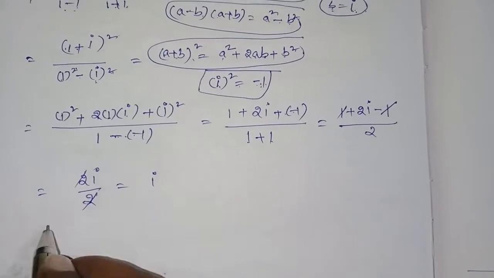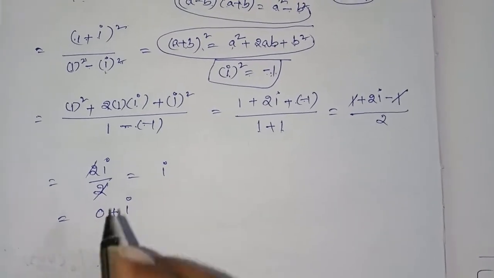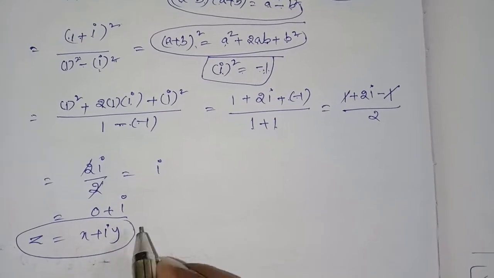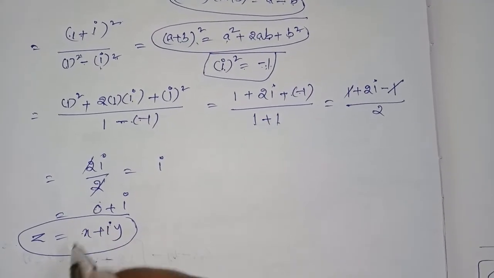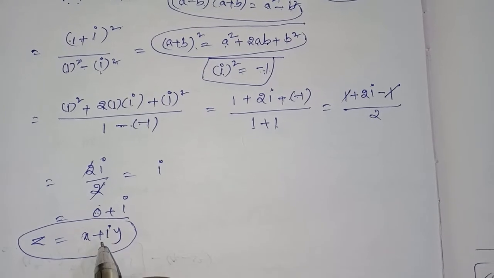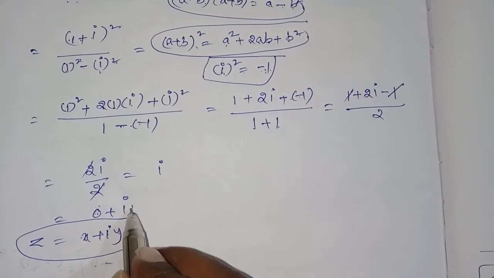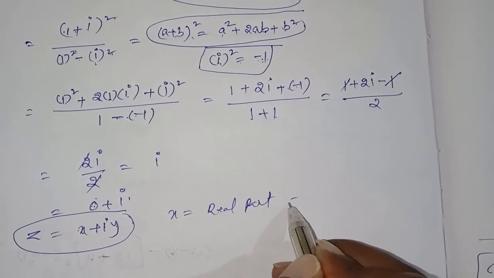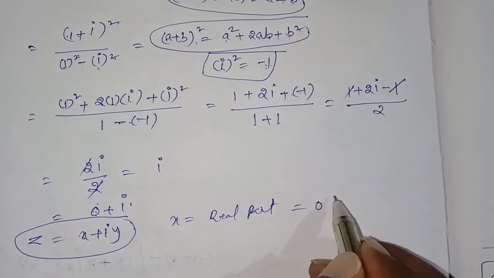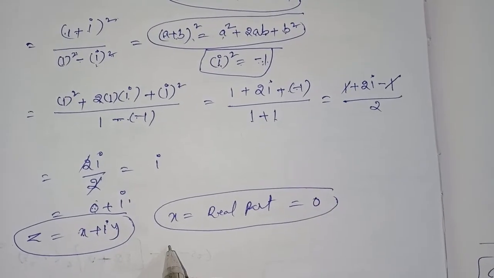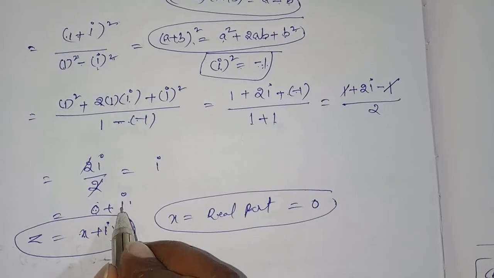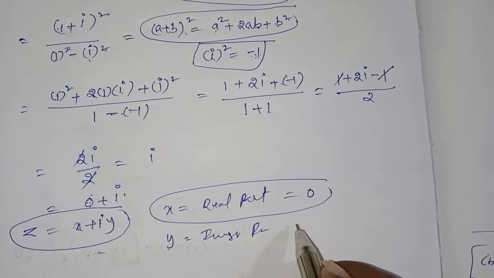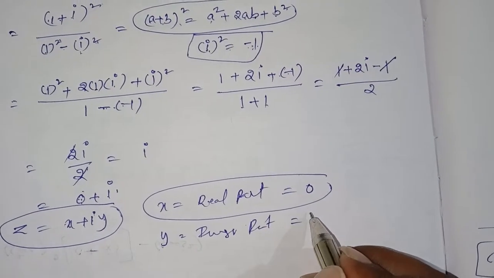We can write this as 0 plus i. Here z is equal to x plus iy, this is the complex form. Comparing these two, the real part x is 0, and y is the coefficient of i, which is 1, so the imaginary part is 1.